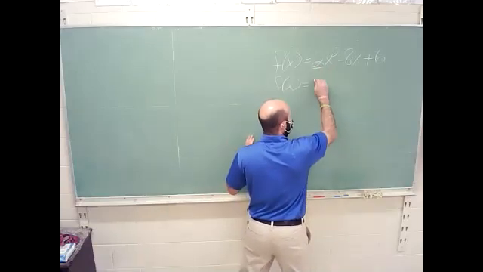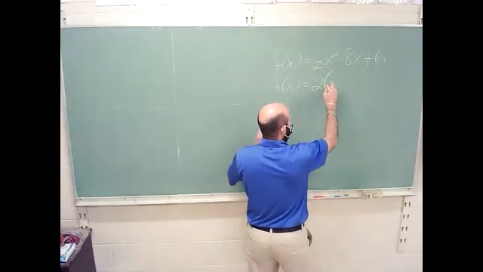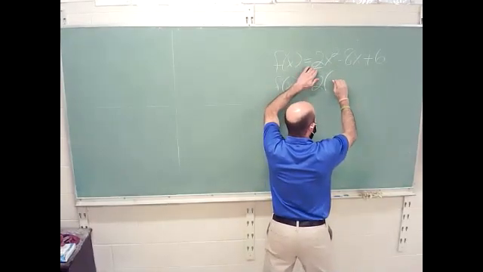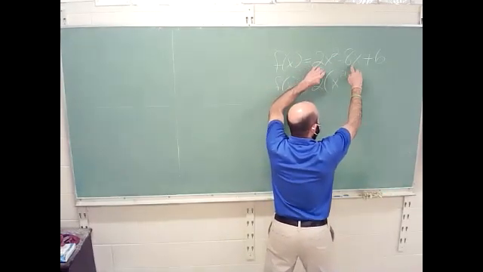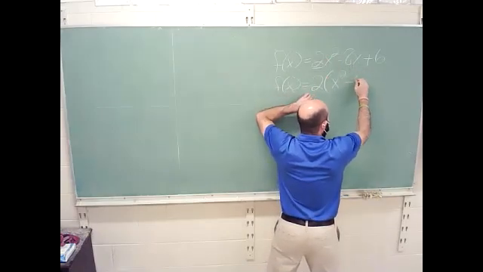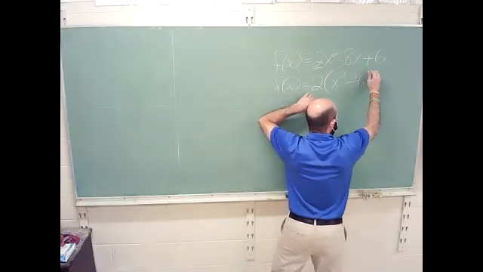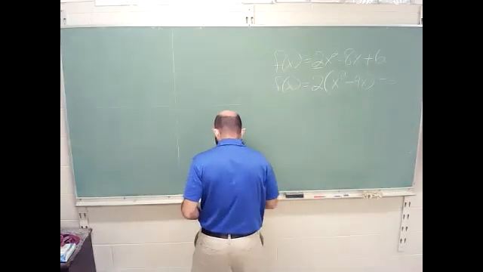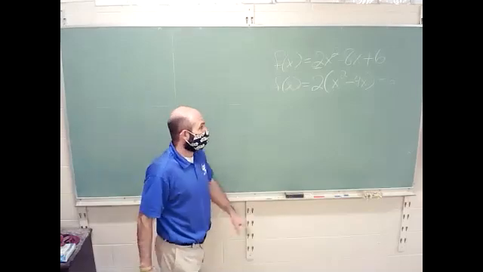I'm going to take this 2 out. Factoring is good. 2 from 2x squared is going to leave me an x squared, and 2 from negative 8 is going to leave me a negative 4x. All right, and now I've got that.